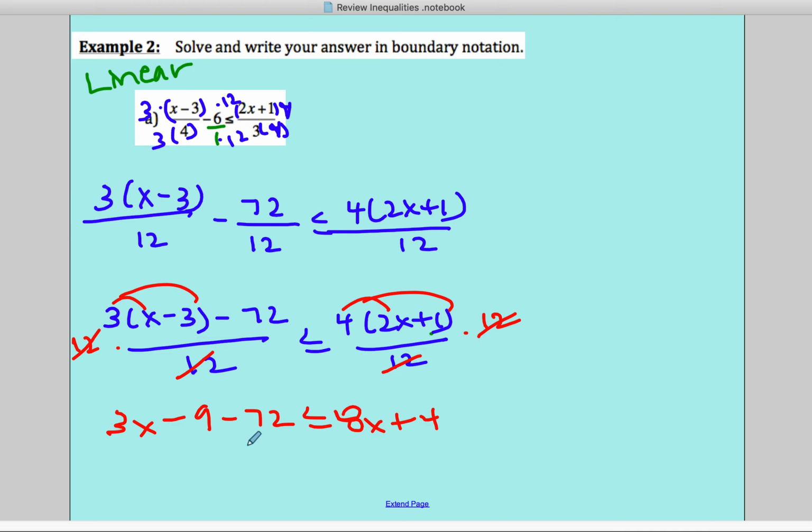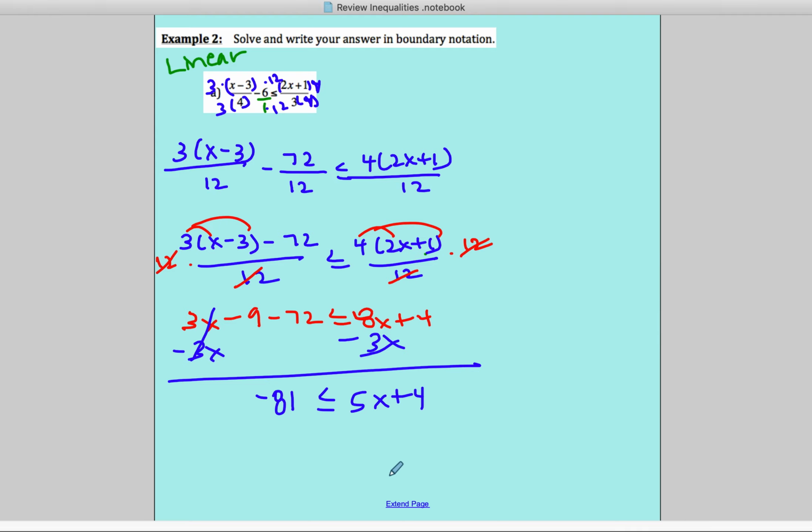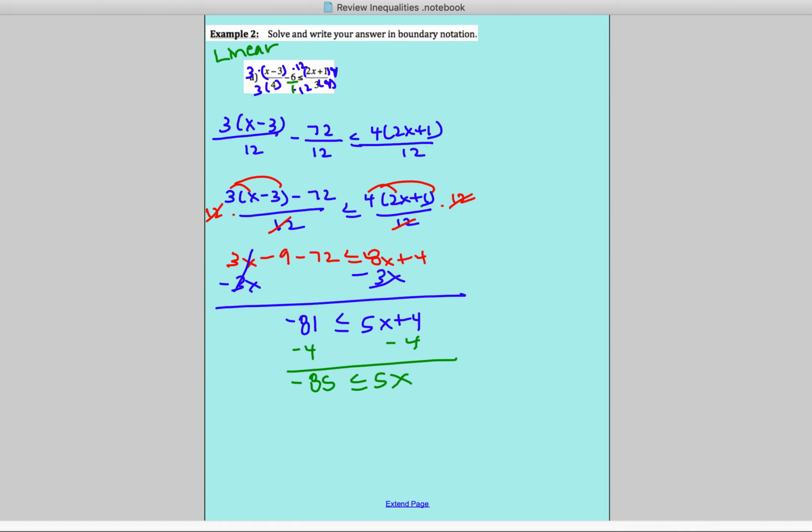And so I'm going to go ahead and get all my x's to one side. I like to keep my x's positive if I can. You don't have to. So I'm going to move my 3x to the right-hand side. So I'm going to subtract 3x from both sides. And if I combine negative 9 minus 72, I will have negative 81. Less than or equal to, this is 5x plus 4. And I'm just trying to get x by itself. So subtract 4. So I got negative 85 is less than or equal to 5x. And then if I divide by 5, I will have x over here greater than or equal to, negative 85 divided by 5 is negative 17.